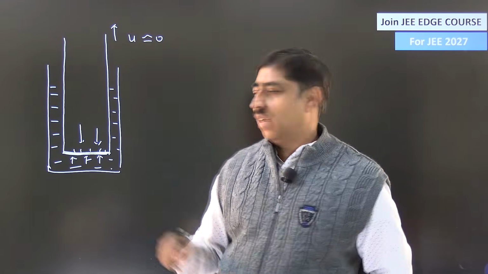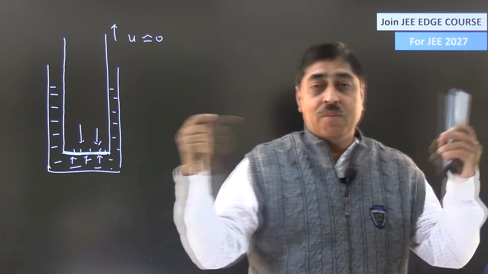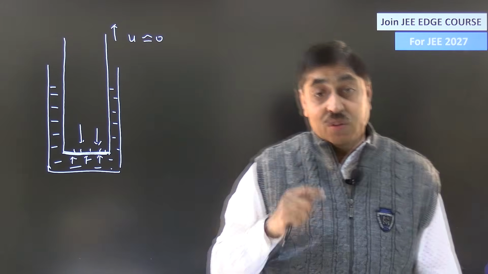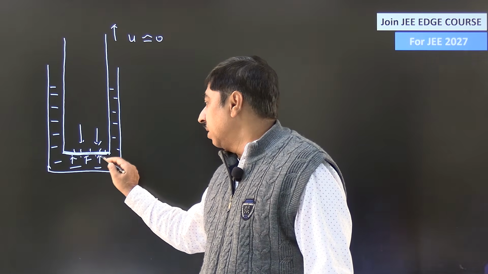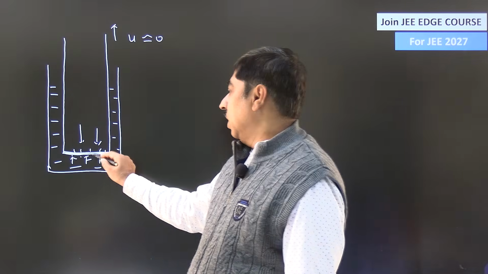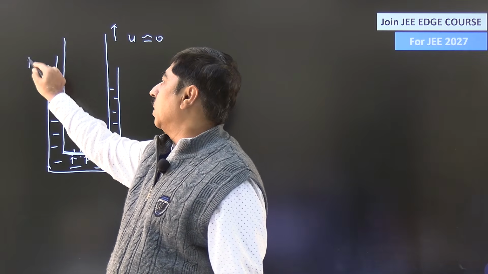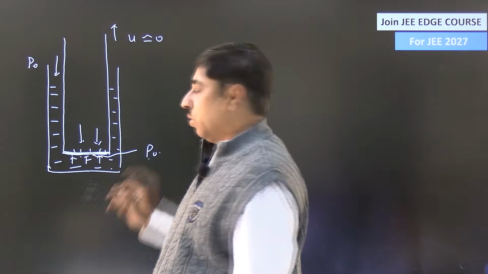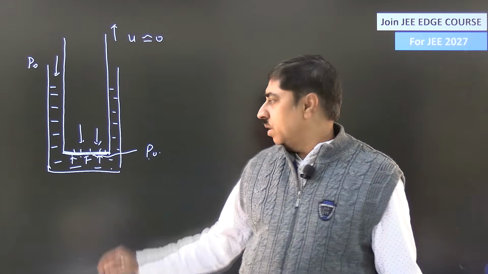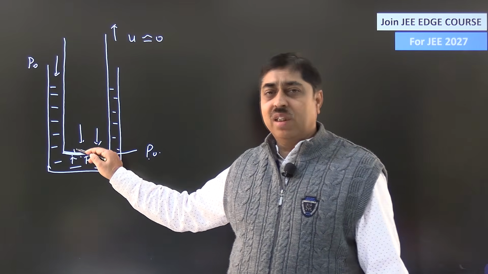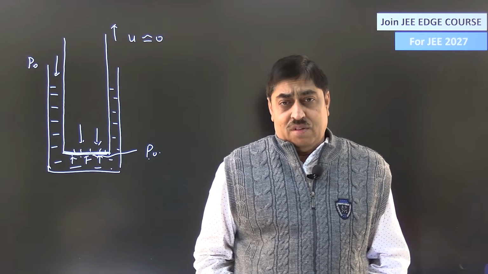This is a massless cylinder. Here the forces are all horizontal. We need not worry about them. They will cancel out. So what does it tell me? It tells me that the pressure right here, just below the cylinder, is P naught, atmospheric pressure. Here the pressure is atmospheric pressure. Here also the pressure is atmospheric pressure. And it is commonsensical also. The atmospheric pressure is exerting some force over here. The cylinder itself is weightless.